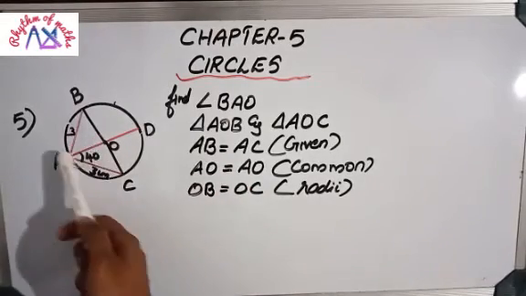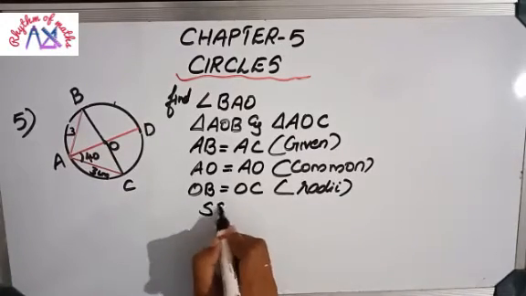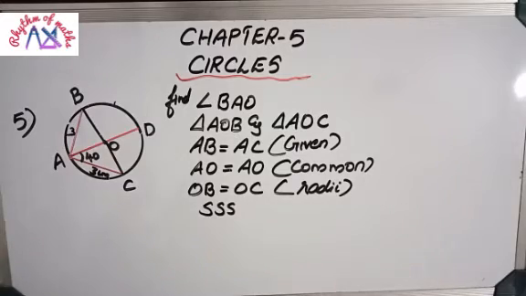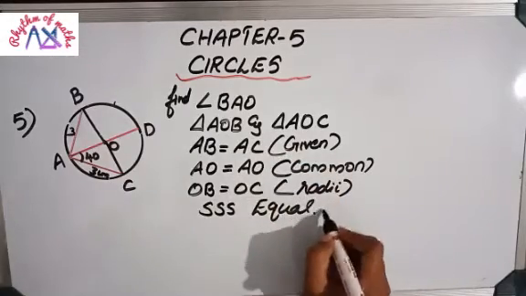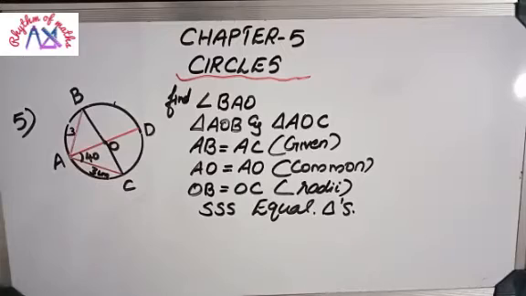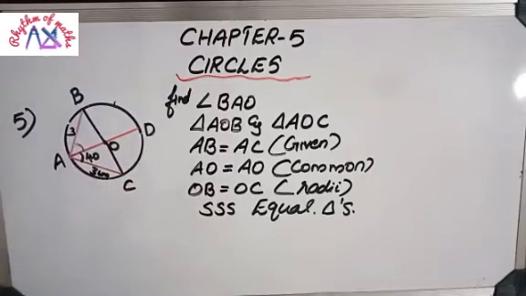For these two triangles, all three sides are equal. That means by the SSS property, all the sides being equal, these two triangles are equal triangles. Now we know for equal triangles the angles opposite to equal sides will be equal, and sides opposite to equal angles will also be equal. Here, which angle do we need to find? This one, angle BAO.